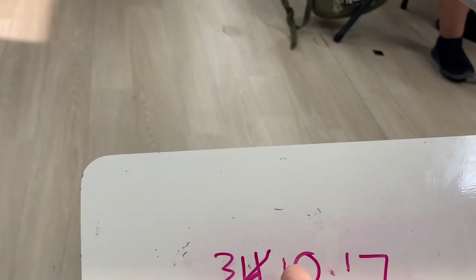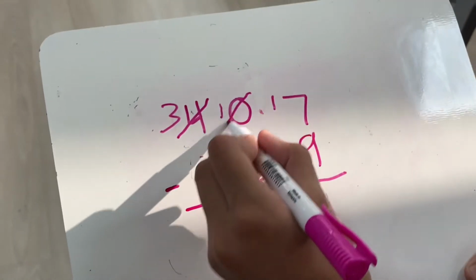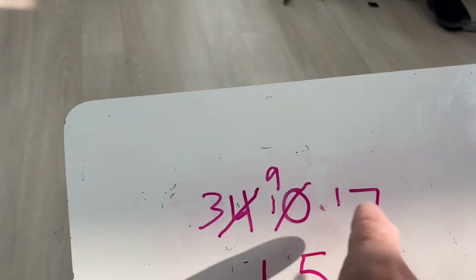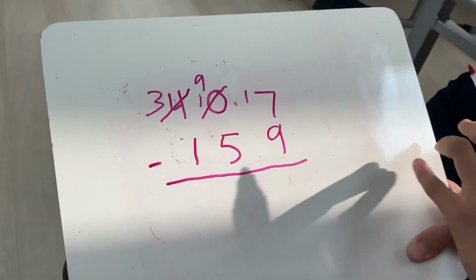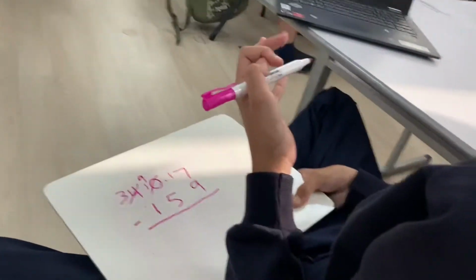Now we can borrow 1 from the 10, so if we crossed out 10, that would leave 9. Perfect. And then we bring that 1 over, which you have. So now 17 is bigger than 9, so what would you do now? Minus, 17 minus 9. Yep, you continue. I think you've got this.